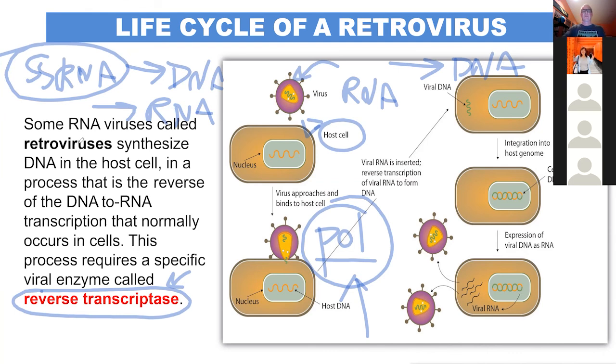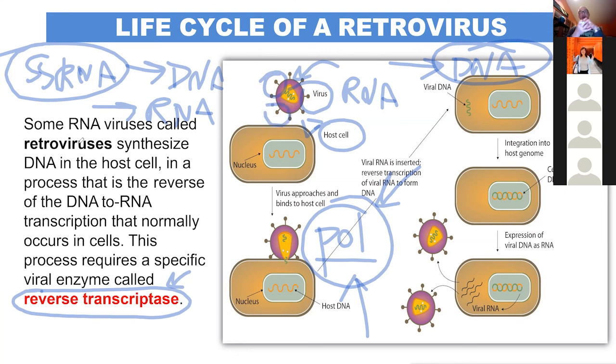So that reverse engineered or reverse transcribed DNA then goes into our genome. It gets integrated into our genome. And then we make RNA out of it. And then that RNA makes more polymerase, it makes more single-stranded RNA. And then when there's enough single-stranded RNA, then we also make the proteins on the outside. We make that for them.